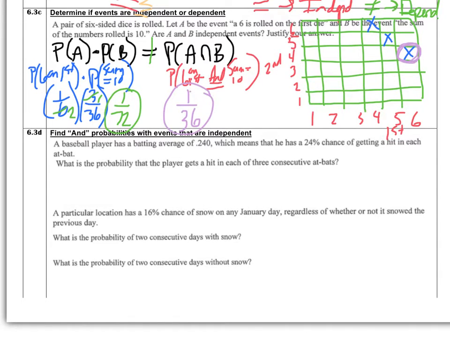So what you do is you compare these two answers. If they're the same, it's independent. If they're different, there's some dependency going on. We can clearly tell here that they're not equal. So these two events are dependent on one another.